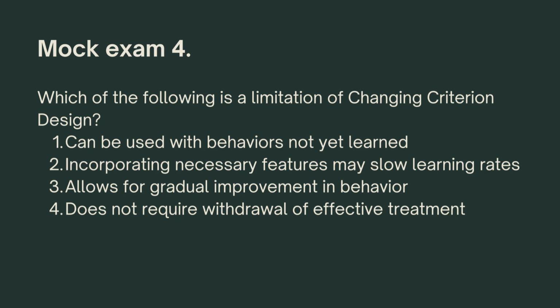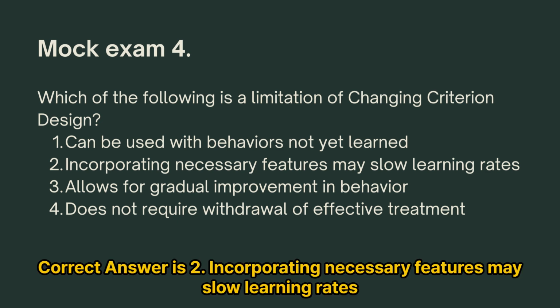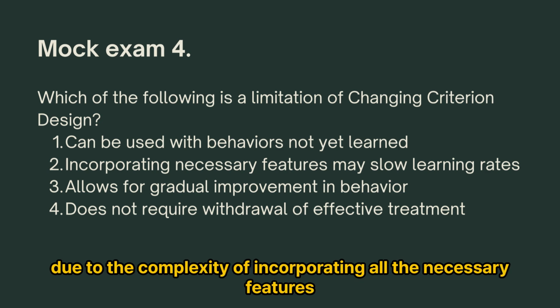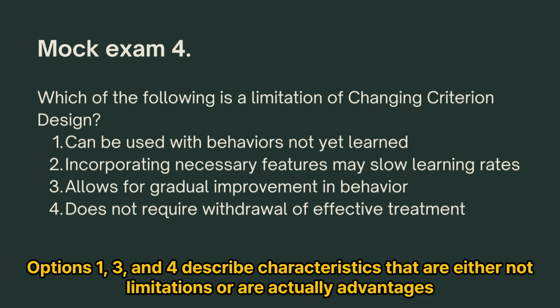Correct answer is 2. Incorporating necessary features may slow learning rates. One limitation is that the design might slow optimal learning rates due to the complexity of incorporating all the necessary features. Options 1, 3, and 4 describe characteristics that are either not limitations or are actually advantages.